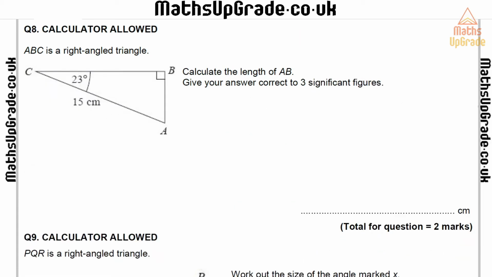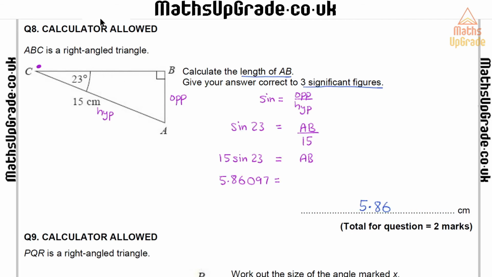Question 8. ABC is a right angle triangle. Calculate the length of AB. Give the answer correct to 3 significant figures. So again, I'm going to imagine that I'm standing on the angle here. So this side AC, this is the hypotenuse, since it's the longest side and it's always opposite the right angle. And AB is this side here, so AB is opposite to me, and BC is next to me, so that's adjacent. So I'm labeling those sides. The sides I'm interested in are the hypotenuse, since the value is given to me, and opposite, since that's what I'm trying to work out.